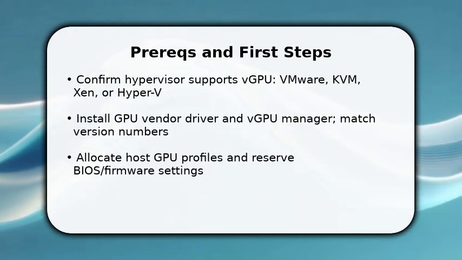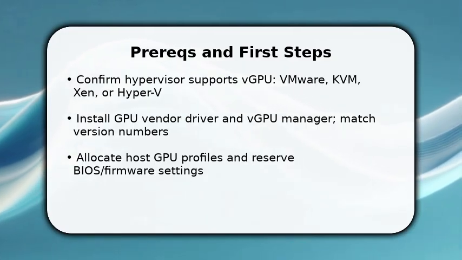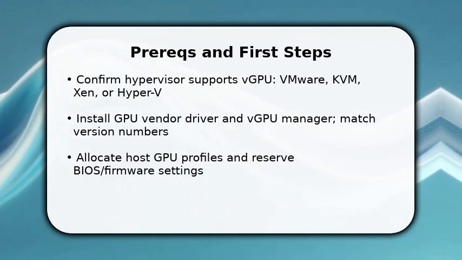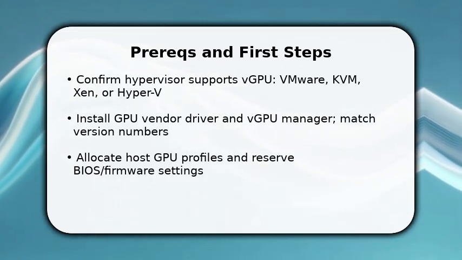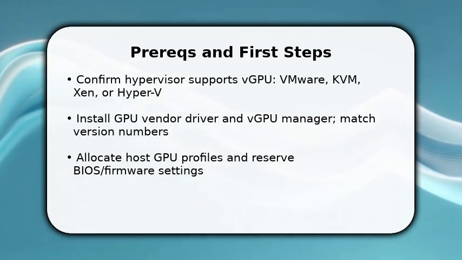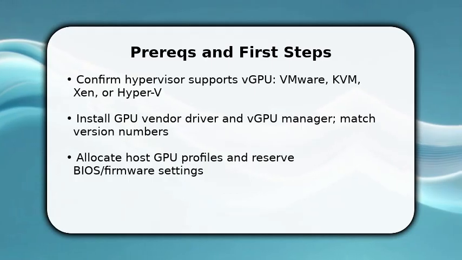You begin by verifying prerequisites. Ensure your hypervisor supports virtual GPU and that the physical GPU is on the vendor's supported list. Install the GPU driver and vendor vGPU manager on the host. Version mismatches break pass-through. Once done, create vGPU profiles and reserve GPU memory in the host BIOS or firmware.